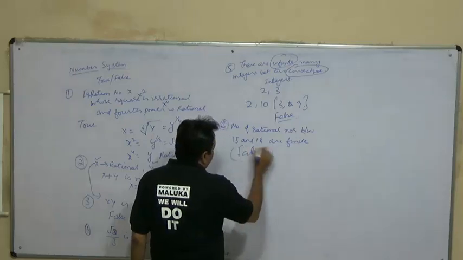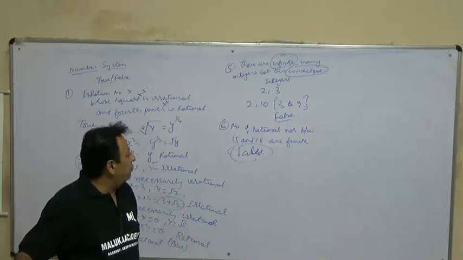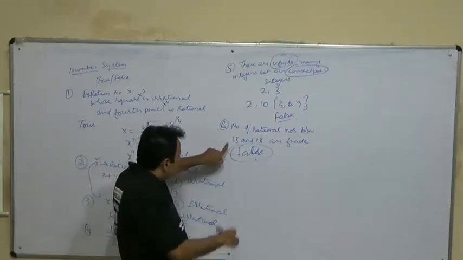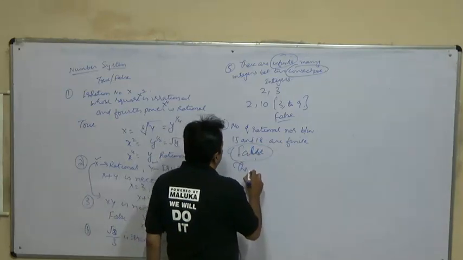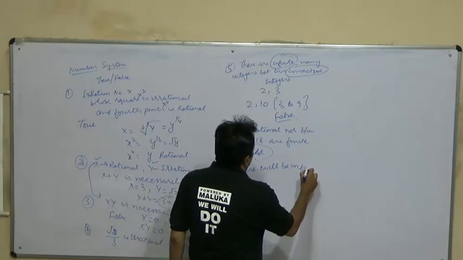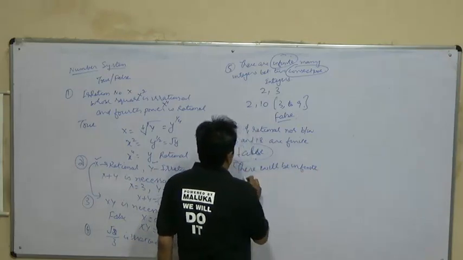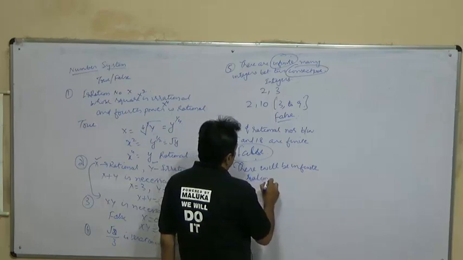क्योंकि ये हमें पता है कोई भी दो रैशनल नंबर्स के बीच में जो नंबर्स होते हैं वो इनफाइनाइट होते हैं. सो 15 और 18 के बीच में देयर विल बी इनफाइनाइट irrationals. There will be infinite rationals.